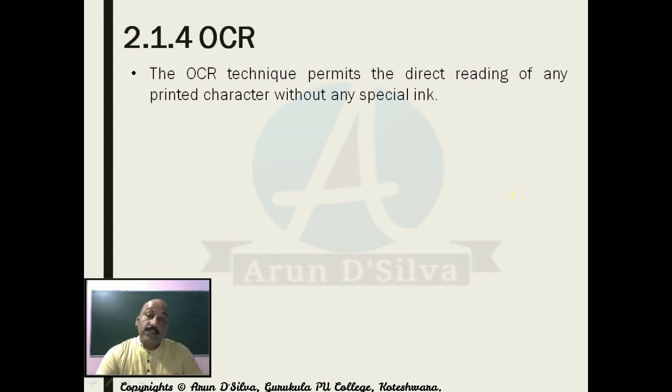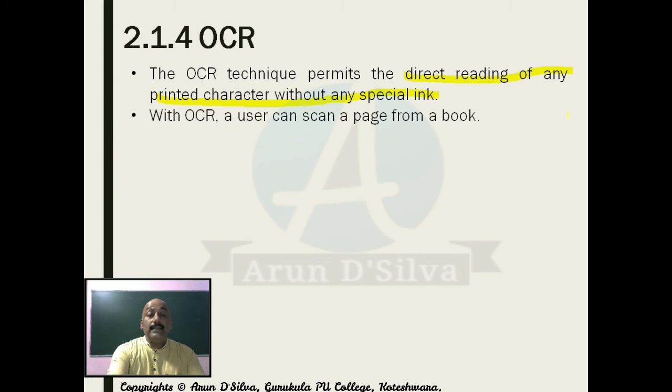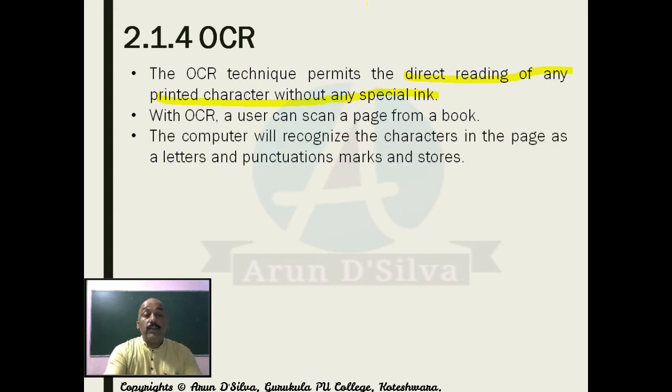There it is only a mark it recognizes. Here, characters it will recognize. So this is a technique that permits direct reading of any printed character without any special ink. So that is the idea. With OCR, we can scan a page from a book, and whatever we want to read, the computer will recognize the characters in the page as letters and punctuation marks and store them. A specific font style will be there, but without lines.